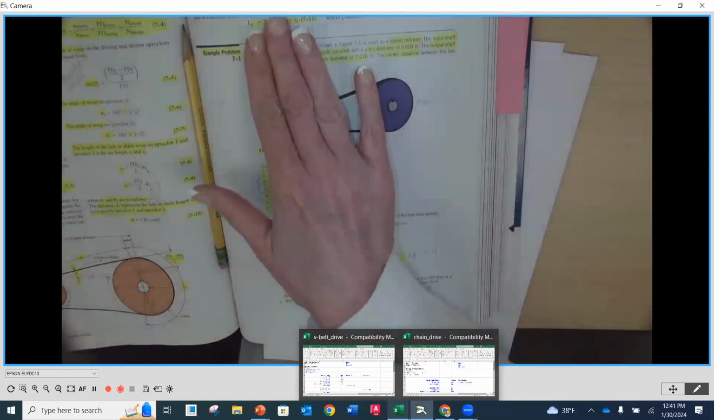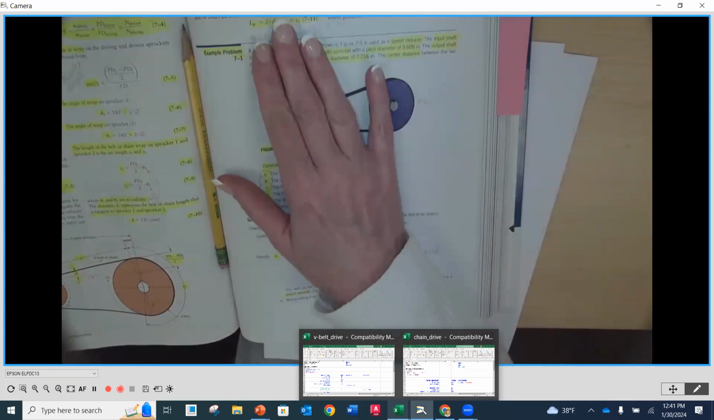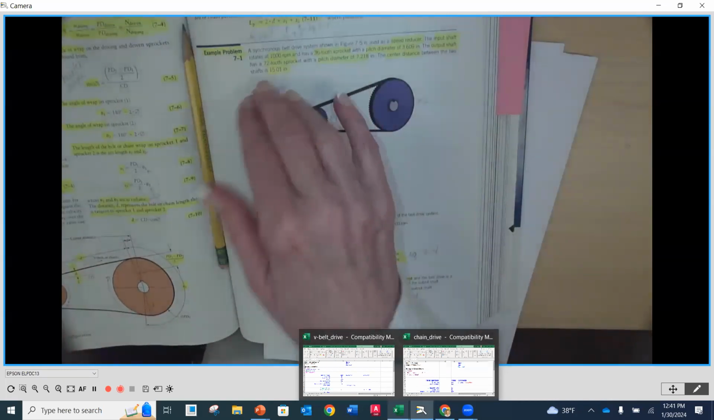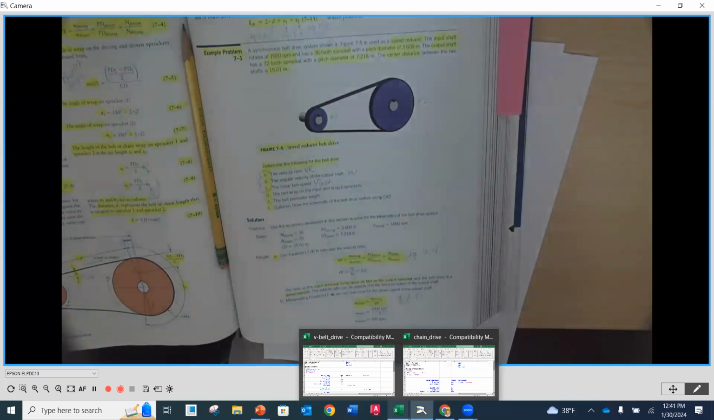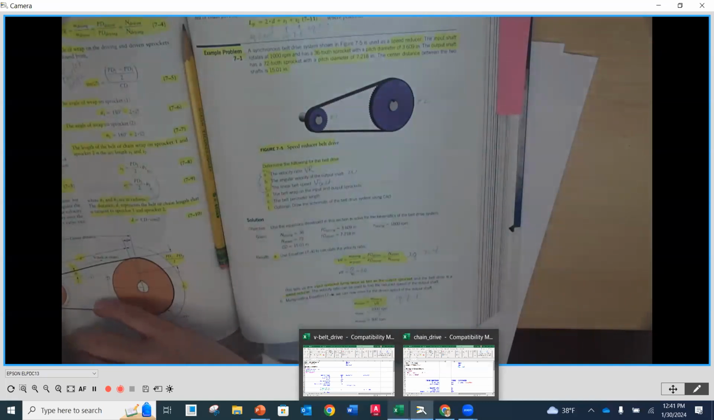So that's why I'm not saying that this isn't valid. You can calculate lengths of belts this way, but typically you're going to be getting the length of the belt from the manufacturer of the belt drive. Does that make sense to everybody?